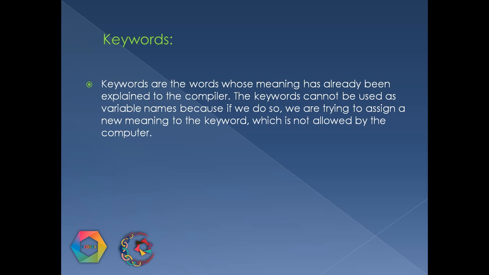Well, there are a few words which your compiler already knows, and they have some special meaning or some special functions. So the keywords cannot be used as variable names, because if we do so, we are trying to assign a new meaning to the keyword, which is simply not allowed by your computer. So this is it with the tokens in C language and its types.